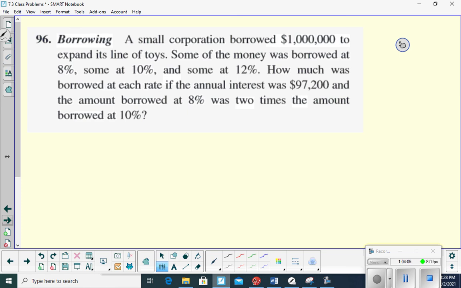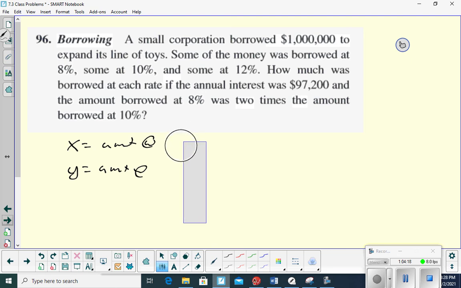Remember, I have three things I'm looking for. I'm going to say X is the amount at 10%. Y will be the amount of money that I borrow at, oh, should have done 8% first. 8%, then 10%, then 12%. Doesn't matter. Once you've set the variable, it'll work itself out. And Z will be the amount at 12%.